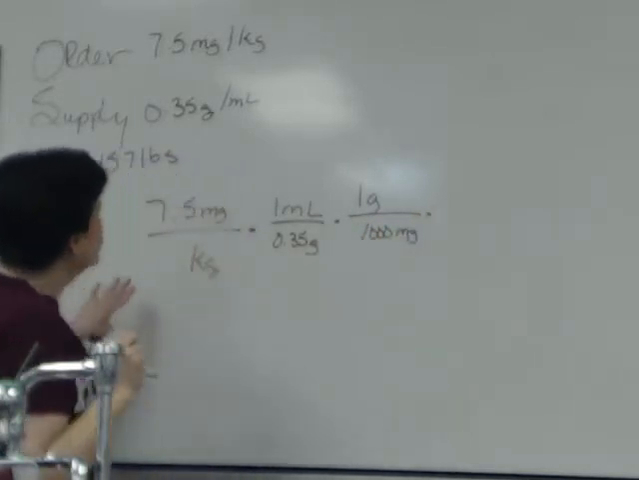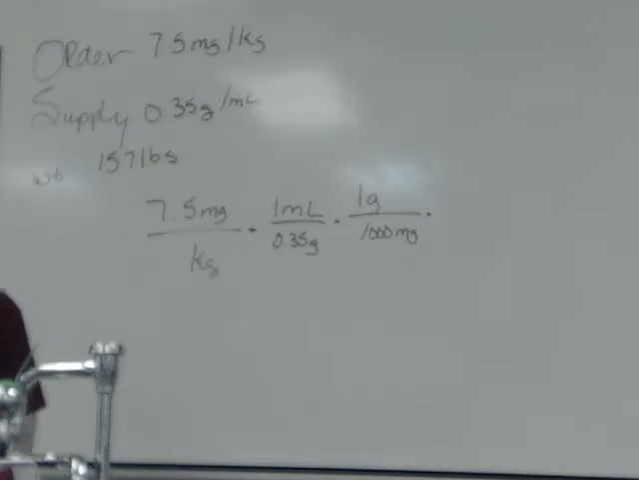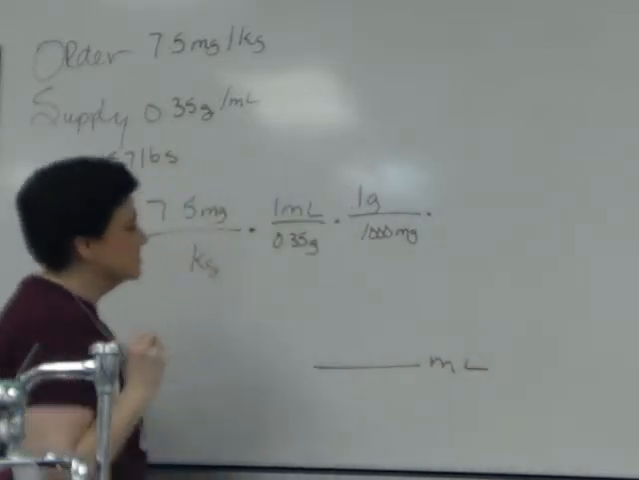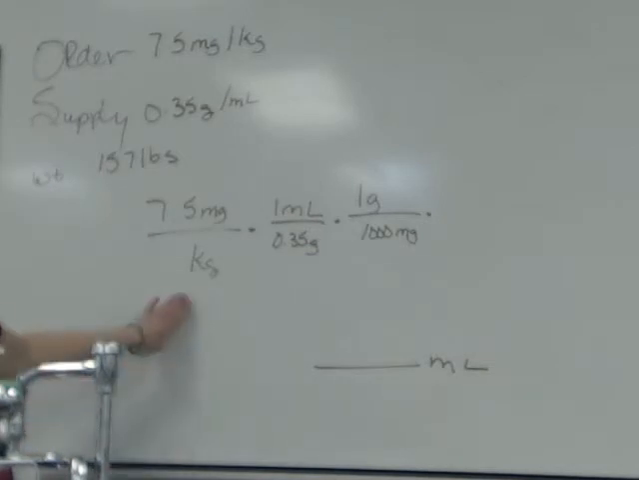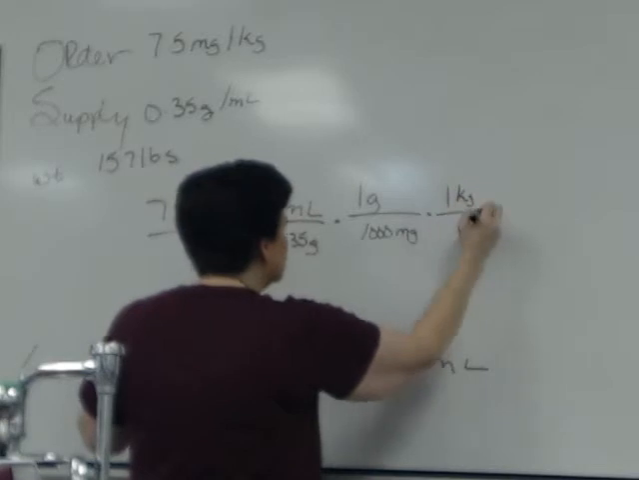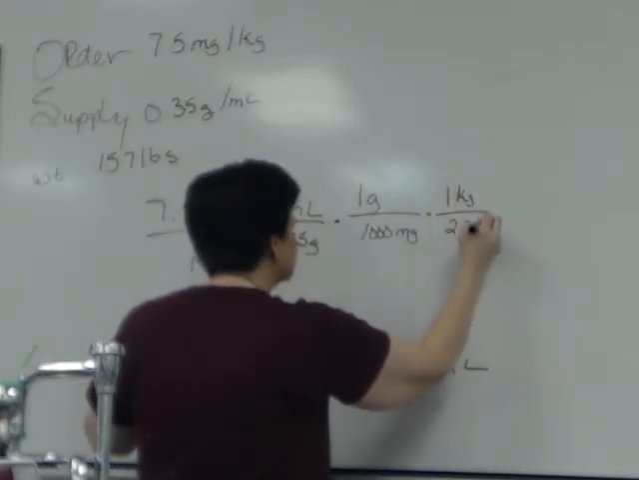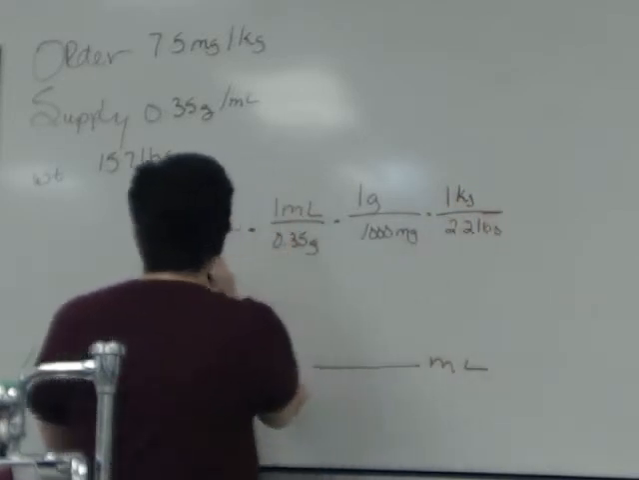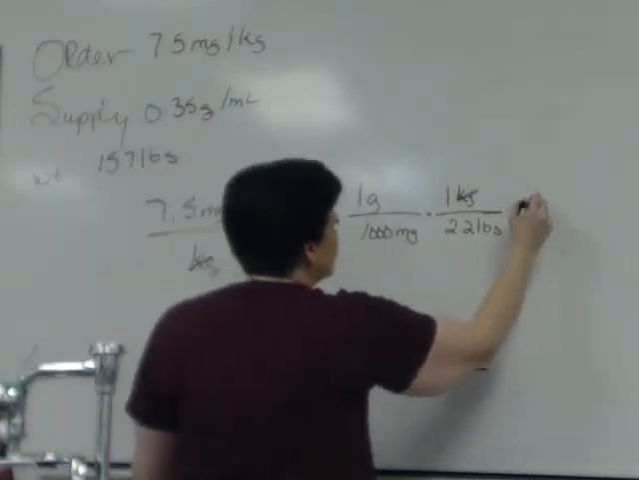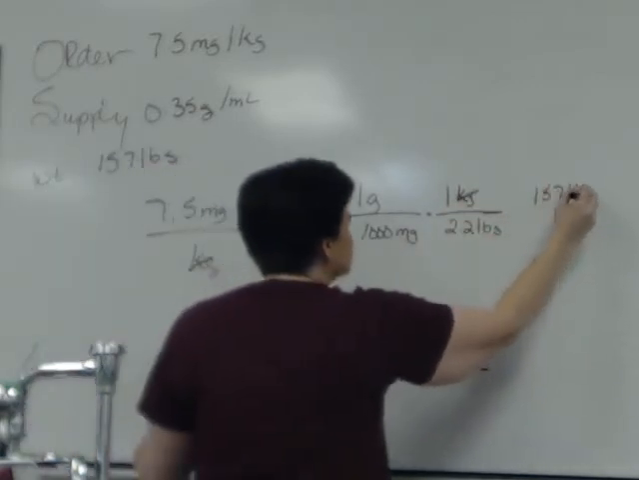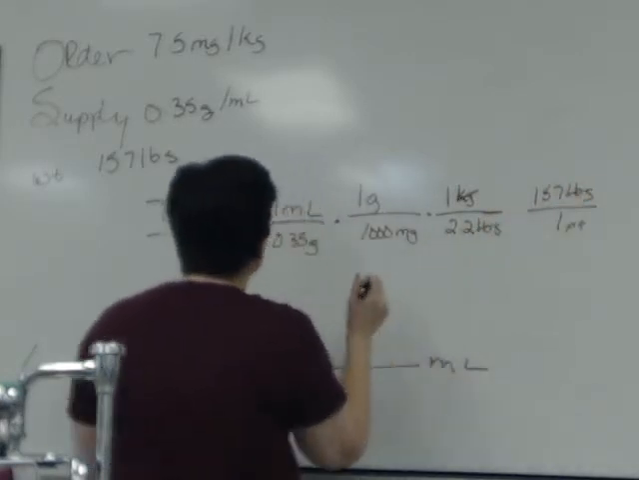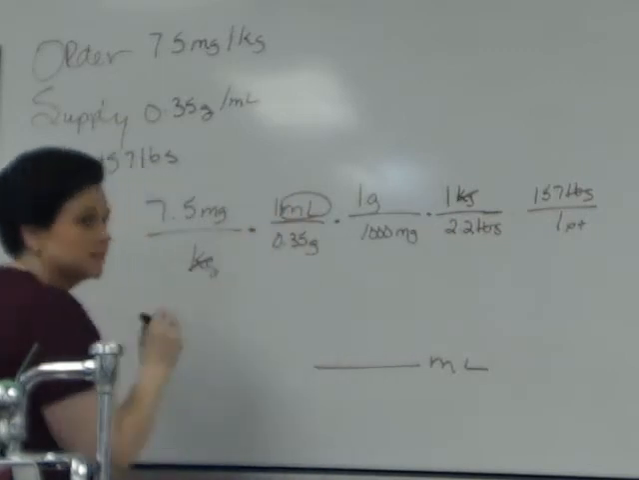And then I got to get rid of my kilograms because it's asking how many milliliters I'm going to administer, okay? So now I got rid of my kilogram, so I need to put my kilogram conversion in. 1 kilogram equals 2.2 pounds. So now I can get rid of my kilograms, but I got to get rid of my pounds. So now I'm going to have 157 pounds for my one patient. So we're going to get rid of our pounds. All right, all I have left is my milliliters.